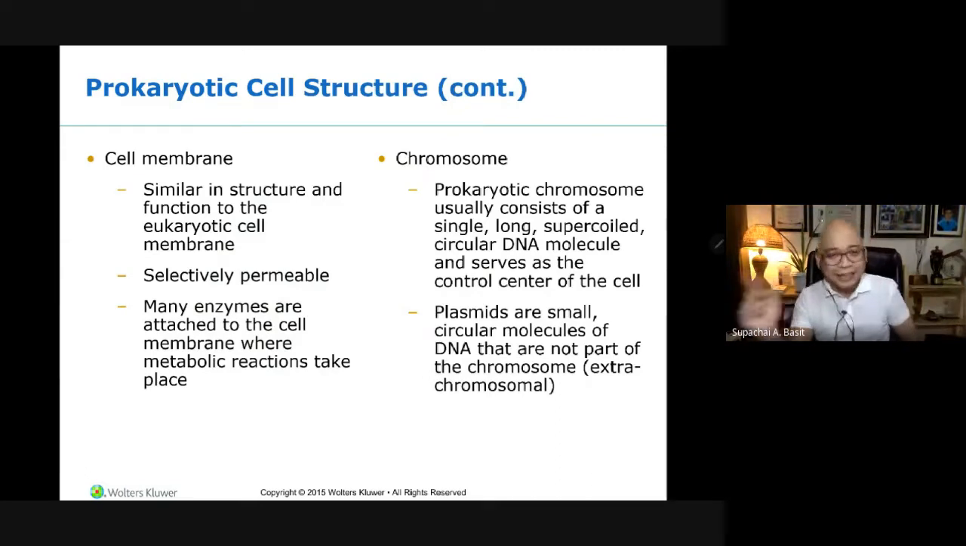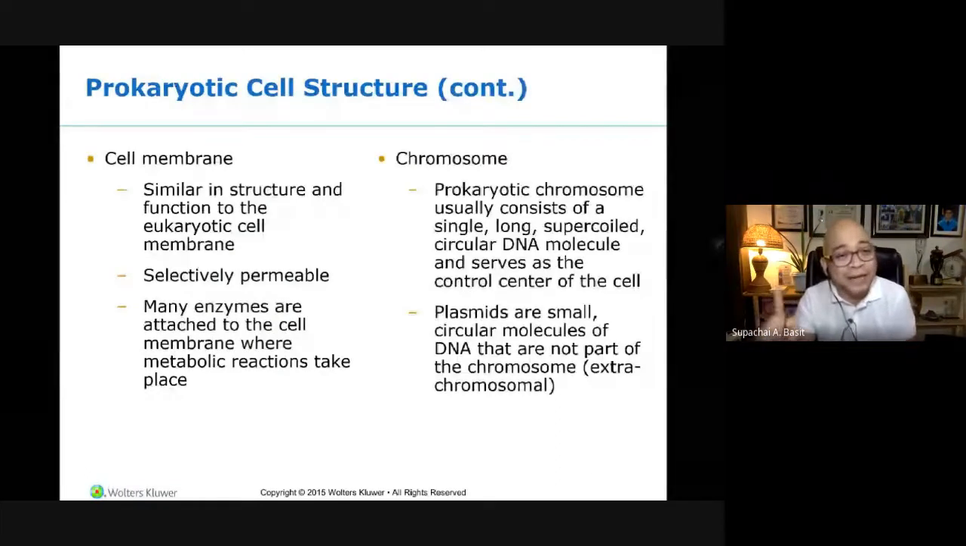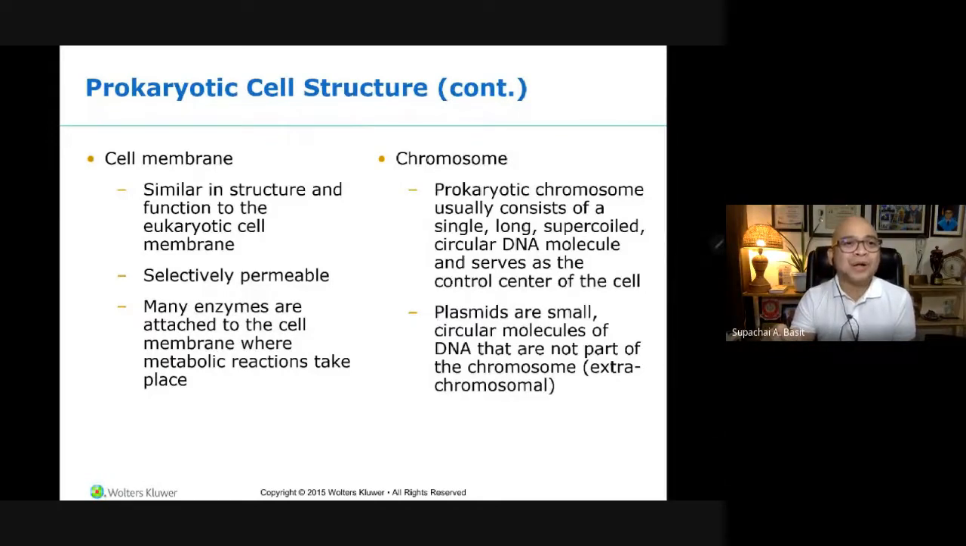So again, let's discuss them one by one. Just like your eukaryotic cell, the prokaryotic cells would also have cell membrane that would have a similar structure and function with that of the eukaryotic cell membrane.